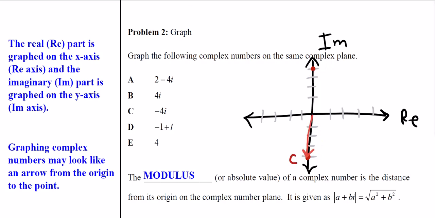For point D, if it helps, we could write this out as negative 1 plus 1i. So that you're aware that the real part there is a negative 1, so I go 1 to the left on the real. That's the real. And then the imaginary part is going to be a positive 1. So I go 1 to the left and 1 up.